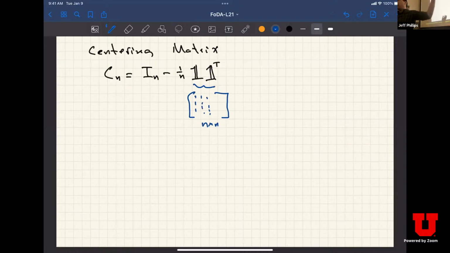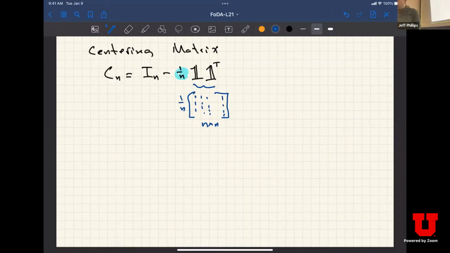1 by 1 is 1, so every entry here is a 1. And I'm multiplying it by a scalar. This is a scalar, right? So this is a 1 over n scalar. So actually, each of those terms now is a 1 over n in every term, if I'm in n-dimensional space here.